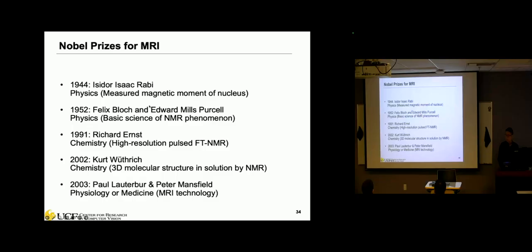And here is a list of the Nobel Prizes in physics, chemistry, or medicine. A lot of these were awarded for MRI-related technology. So as you can see, this is really a revolutionary technology that is able to help advance medicine, right?